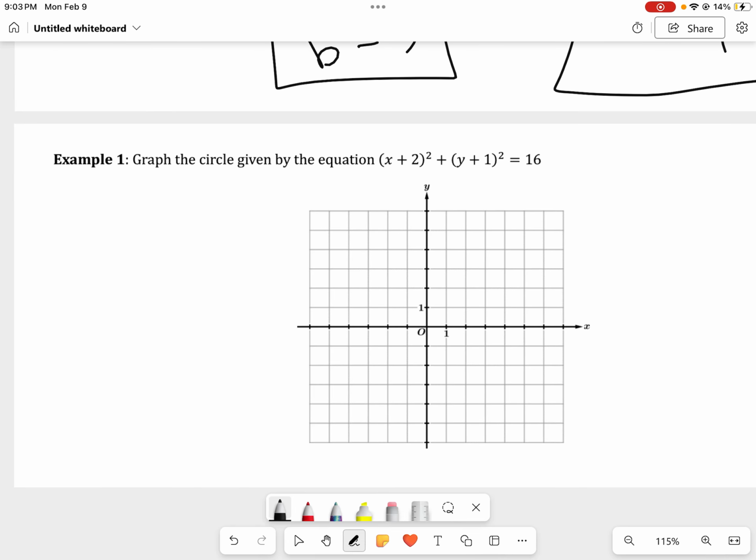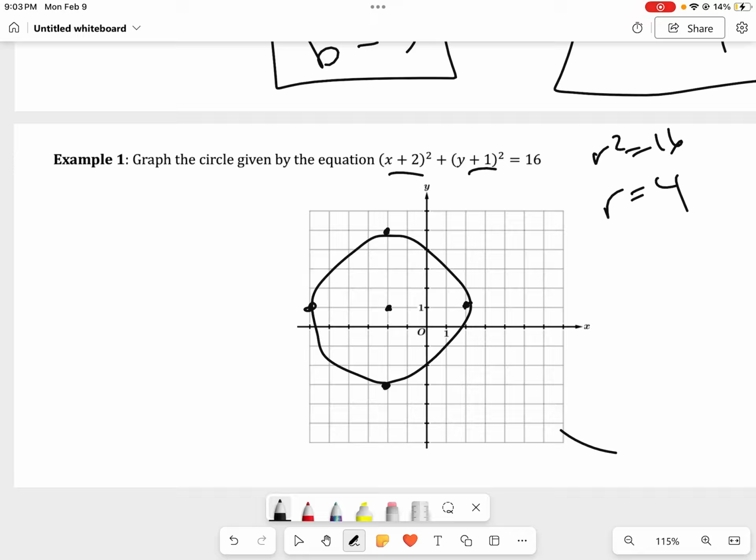This is a really easy circle one. It gives us our center, it's -2, -1. Center's right here. R squared equals 16, r equals 4, radius 4. Let's just go 4 to both sides. 4, 4, 4, 4. Boom. That's a really wonky circle, but it works.